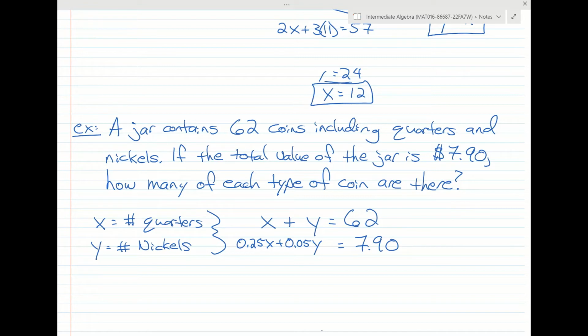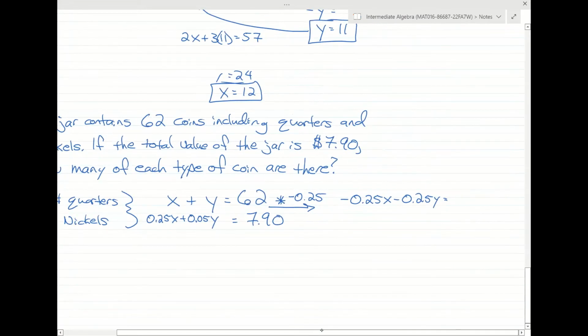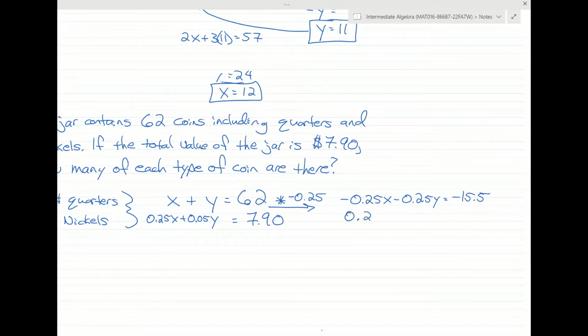Let's go ahead and figure out what these are. We're gonna have to use decimals here. But if we multiply this top equation by negative 0.25, we'll eliminate the x's. So this will just be negative 0.25x minus 0.25y is equal to 62 times negative 0.25 is negative 15.5. And then we're going to add that with the bottom equation.